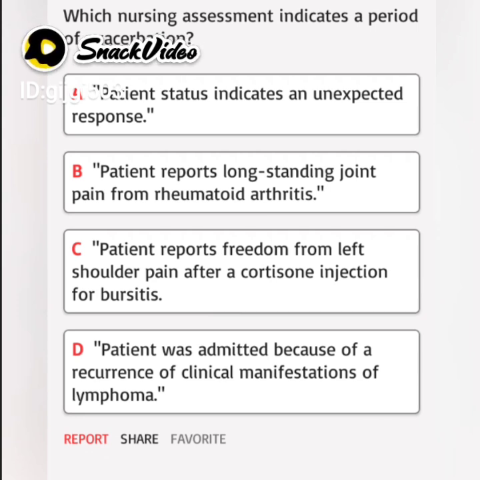A, "Patient status indicates an unexpected response." B, "Patient reports long-standing joint pain from rheumatoid arthritis." C, "Patient reports freedom from left shoulder pain after a cortisone injection for bursitis." D, "Patient was admitted because of a recurrence of clinical manifestations of lymphoma." Correct answer.